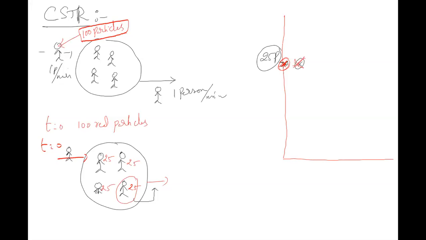Did you get up to this point? If I put 100 particles inside the CSTR, how will those 100 particles come out of the reactor? So imagine that there are 4 people inside the room. You have given 100 red balloons to them. So everybody will share equally. So every person will get 25 red balloons, no? So the person who comes out first will have how many red balloons? 25 red balloons. That is what I have written.